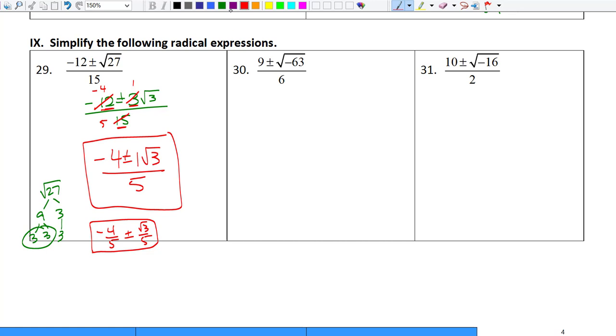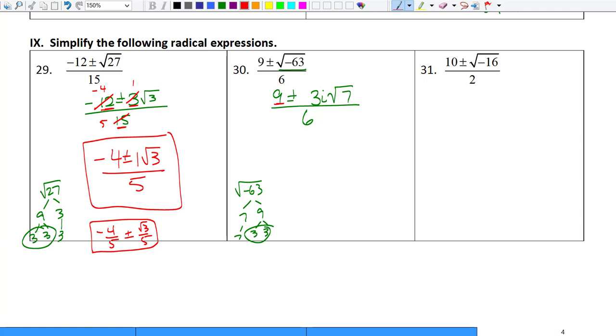On the next problem, I'm going to work the square root of negative 63. Okay, because there's a negative right in the beginning, I know that there's an i. So let's just focus on 63. That's 7 times 9. 9 is 3 times 3. So the 3 goes out. The negative comes out and becomes an i, and square root of 7 stays inside. So I have 9 plus or minus 3i root 7 over 6.